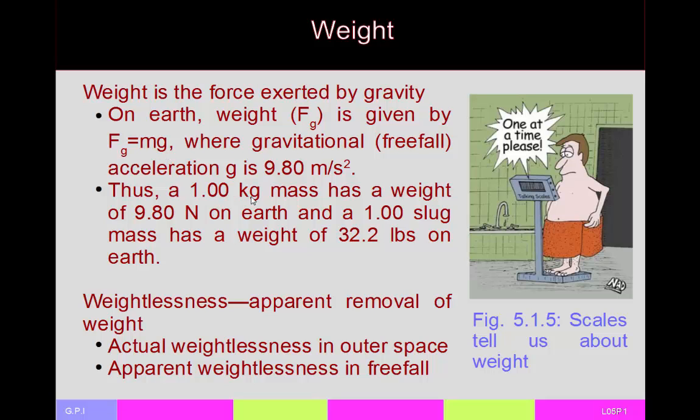If you have a 1.00 kilogram mass and you put this mass somewhere on the surface of the Earth and you try to weigh it, then in the metric system, in the SI MKS system, you should get a weight of 9.80 newtons. And for what it's worth, if you took a 1 slug mass on the Earth, you get a weight of 32.2 pounds on the Earth.